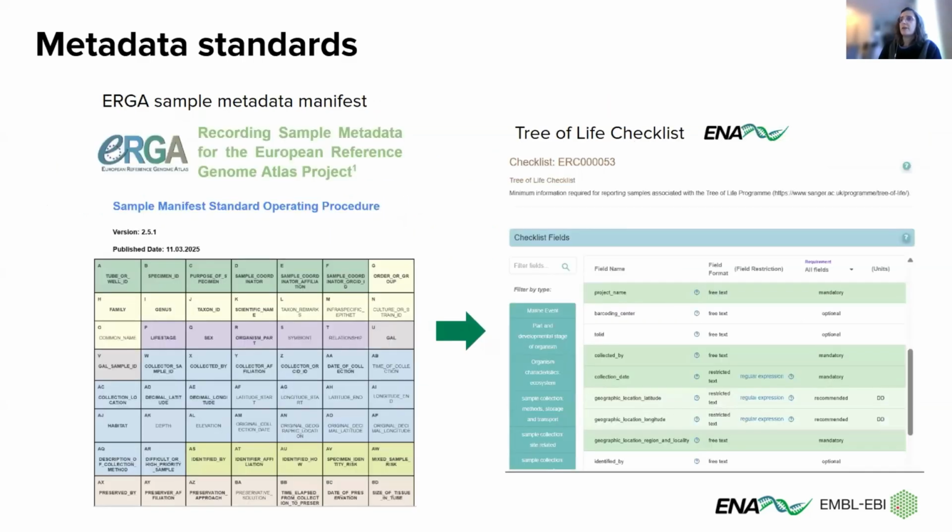In terms of ERGA, we have the ERGA sample metadata manifest, and this was all community driven. This is based on the initial manifest that was developed by DTOL. And that translates into ENA in a Tree of Life checklist. So the Tree of Life checklist is not exactly the same as the ERGA manifest, because the ERGA manifest has some additional metadata, mostly for tracking and some specificities that are not included in the sample that is submitted to ENA. But both of these, both the manifests and the checklist, evolve together with the community as we move forward and the sequencing scales up.